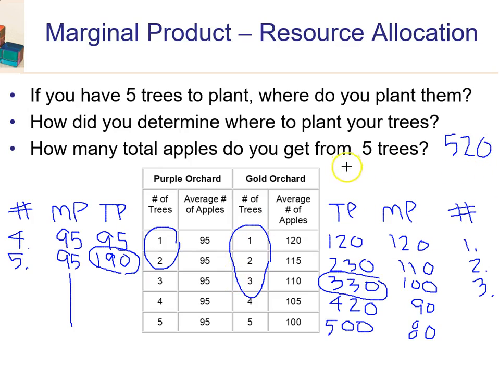This is how you allocate your resources. It's based on marginal productivity. Note, had you allocated your resources purely based on averages, you'd plant all 5 on the gold side and get 500 apples, which is 20 apples less than optimizing based on marginal productivities. So that would give you the wrong answer. Don't allocate your resources based on average productivity. Allocate them based on marginal productivity.